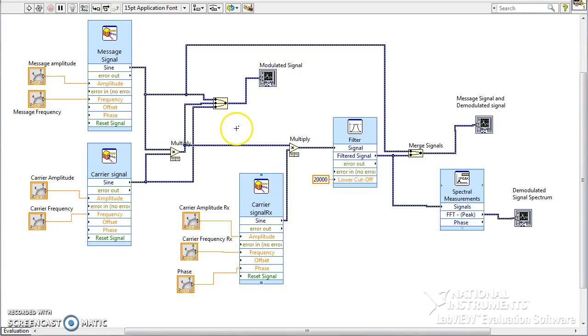So here this message signal and the carrier signal is being multiplied to get a modulated signal. The same modulated signal will be multiplied by the carrier signal at the receiver, which could be generated locally using a local oscillator. After multiplication, pass it through the filter and pick up the low frequency components to get the demodulated signal.